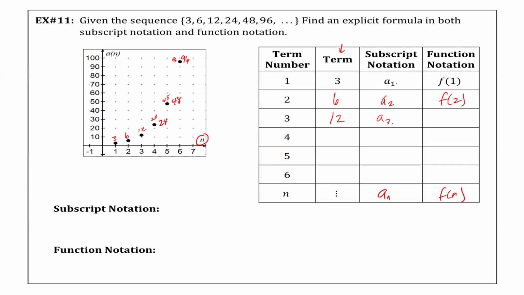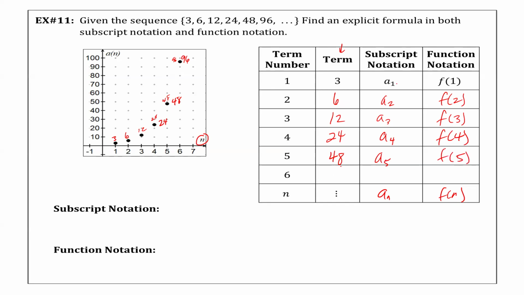I was thinking 3, 6, 9, 12. Oh, okay. At term number 4, we have 24. So A sub 4 equals 24 and F of 4 equals 24. At 5, we should have 48. So A sub 5 equals 48 and F of 5 equals 48.